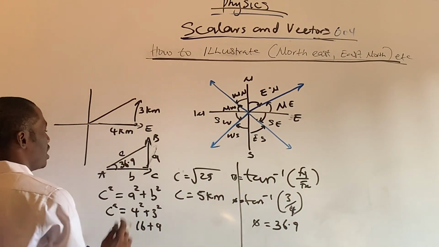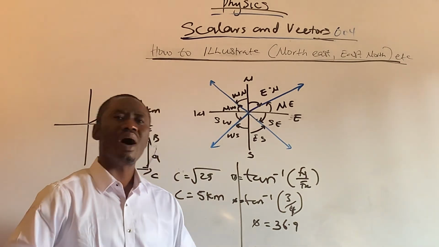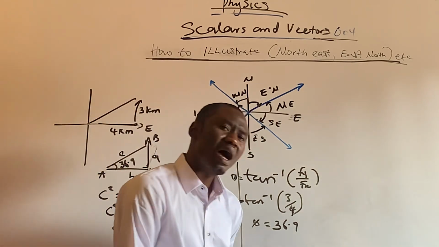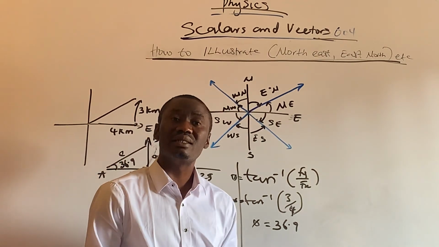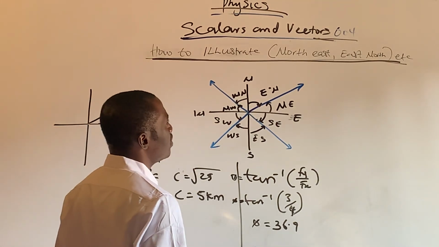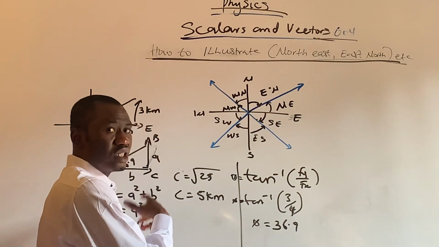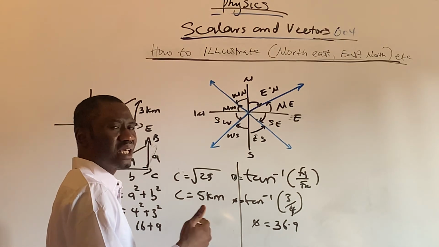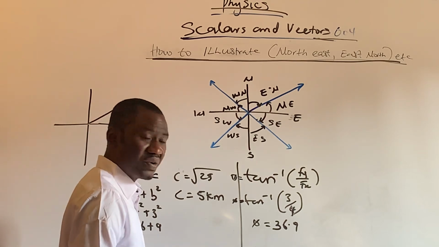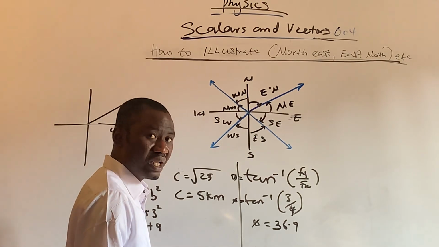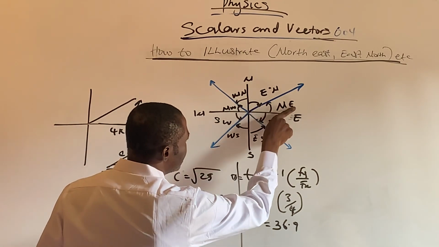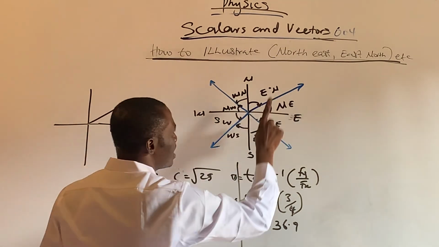So how do I make this illustration? How do I interpret these things? The displacement is 5 kilometers. The angular inclination or the theta is 36.9. So what I'm going to say is that the body or this motion moves 5 kilometers at an angle 36.9 degrees. Now, is it going towards where? It is going from the east. It went to the east and then to the north. That will be north of east.